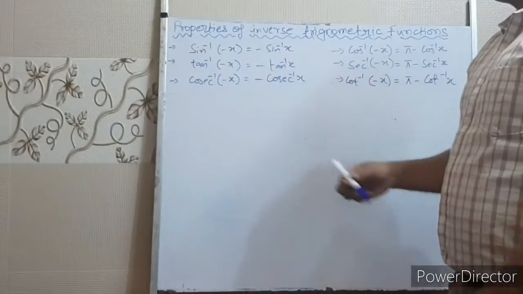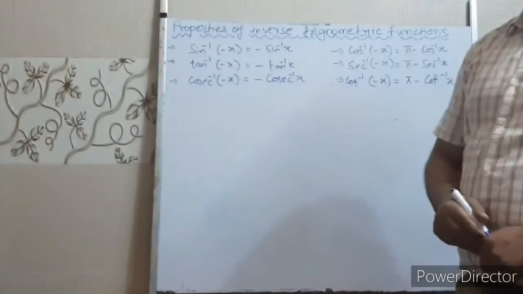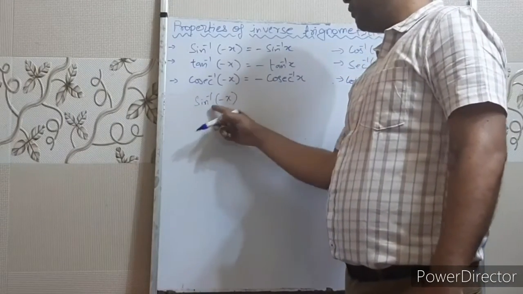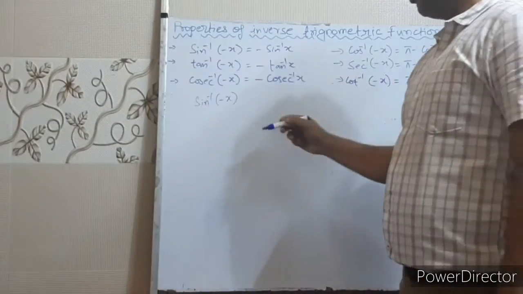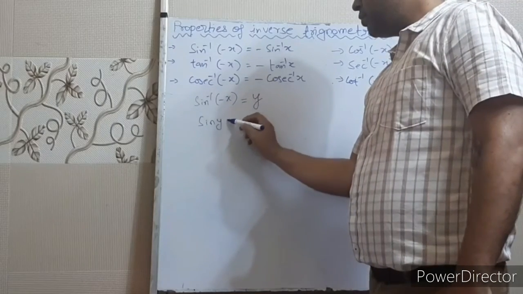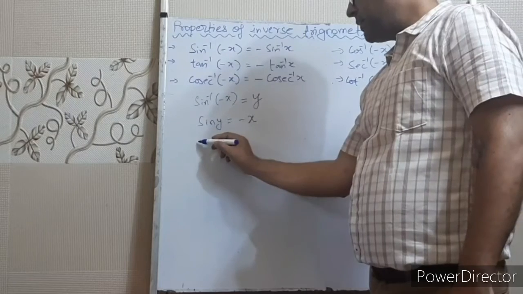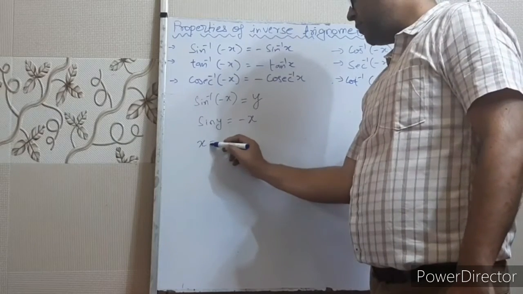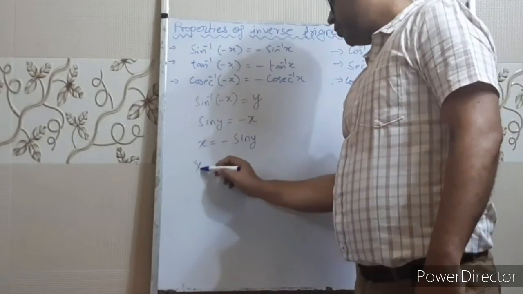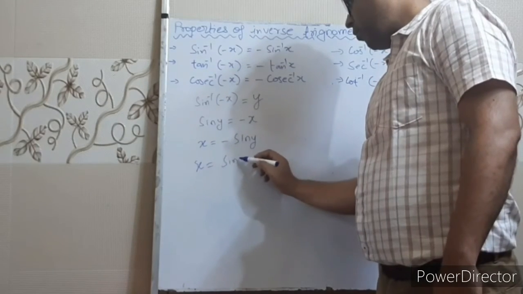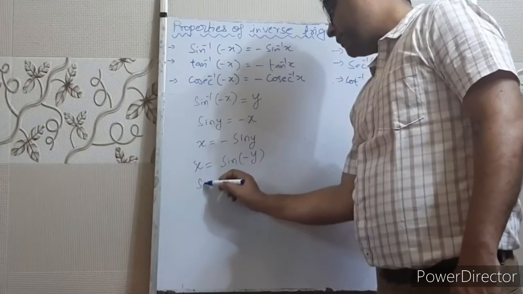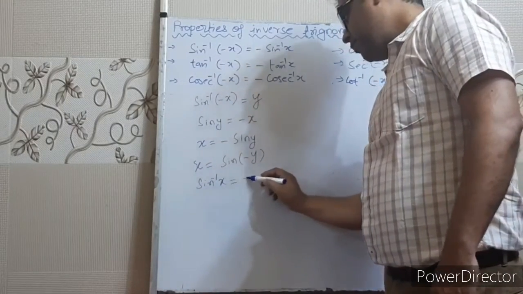Let's see how we got this value, sine inverse minus x equals minus sine inverse x. So what we'll do, we are finding the value of sine inverse minus x. So we assume this value as y. Then sine y equals minus x, transfer minus to that side. So the value of x will be minus sine y. Minus sine theta can be written as sine minus theta. So we write x as sine of minus y. Okay. Now transfer sine to that side. So we can write sine inverse x is equal to minus y.